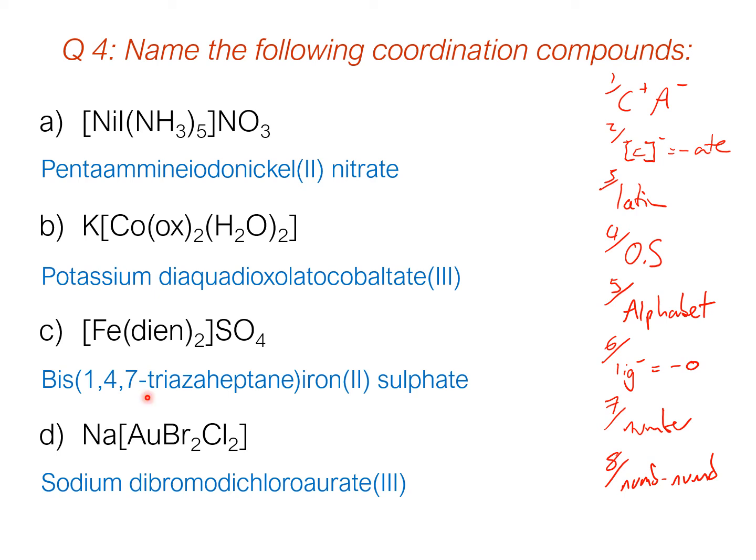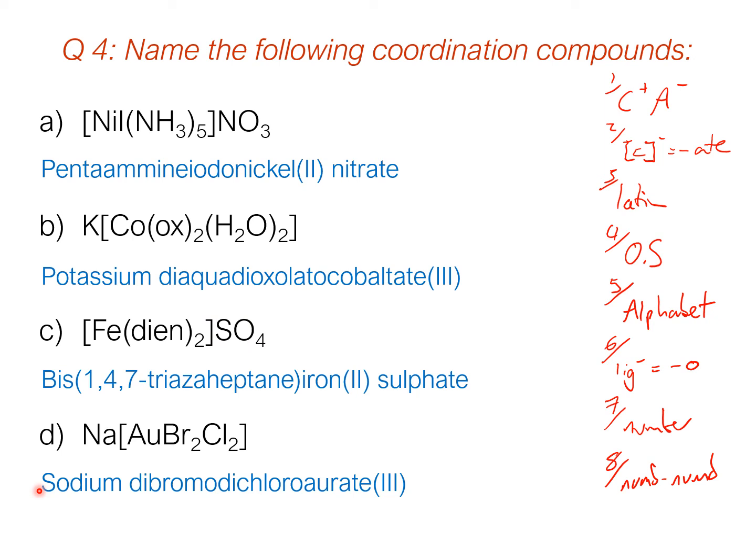I wouldn't be picky. And because it has this di or tri at the beginning, depending on what you want to call the ligand, there are 2 of them. We call it bis, because remember, instead of di, if it's already got a number in the ligand, we go for bis. So it's bis 1,4,7-triazaheptane, iron 2 sulfate, because the sulfate is then the anion.